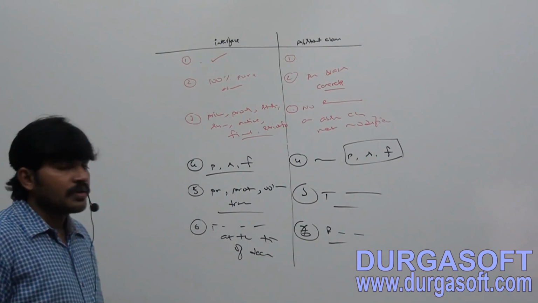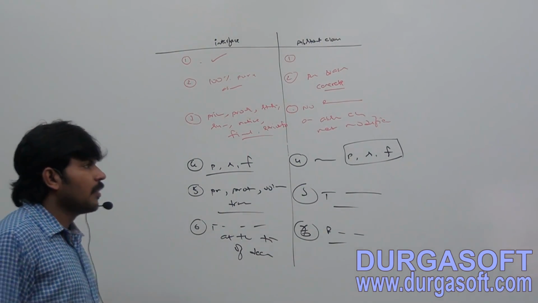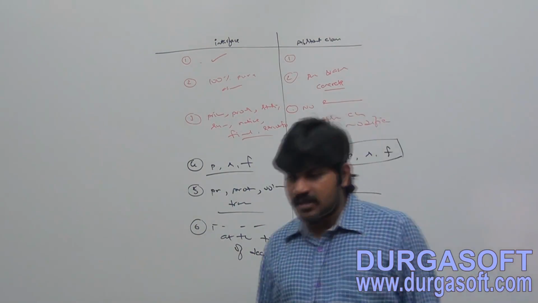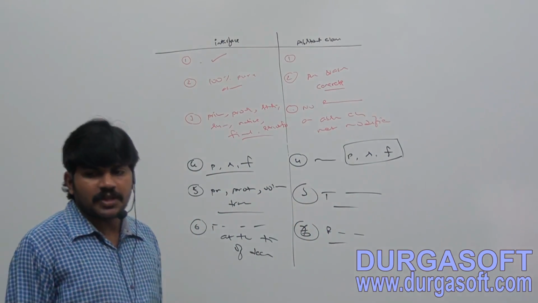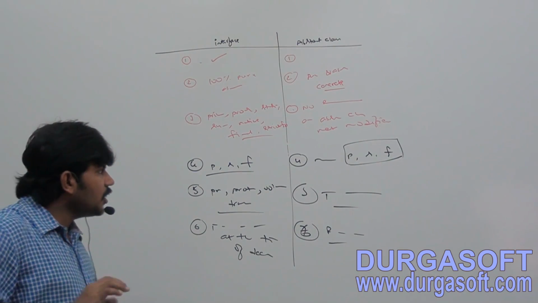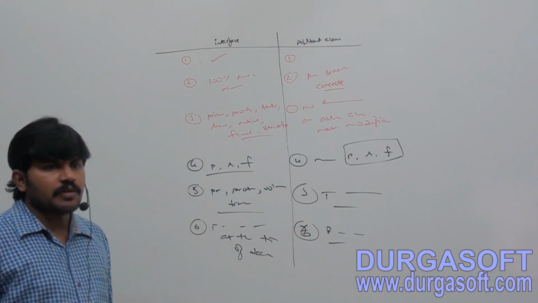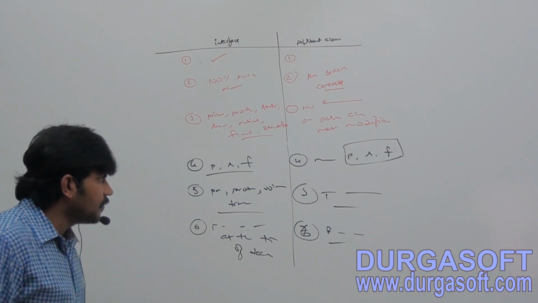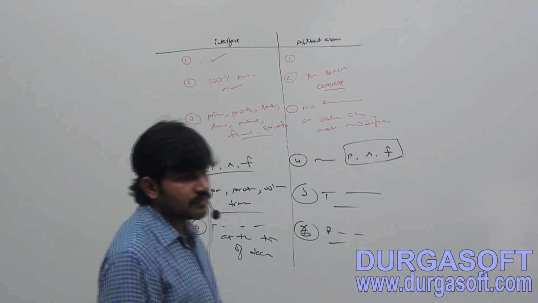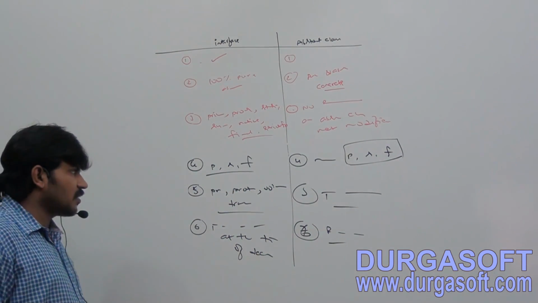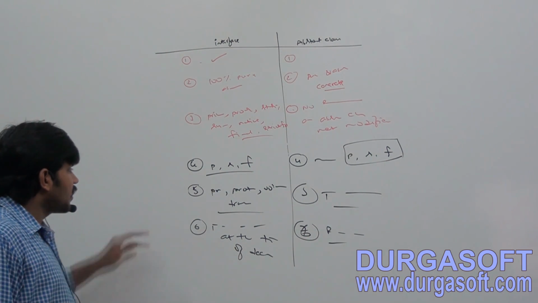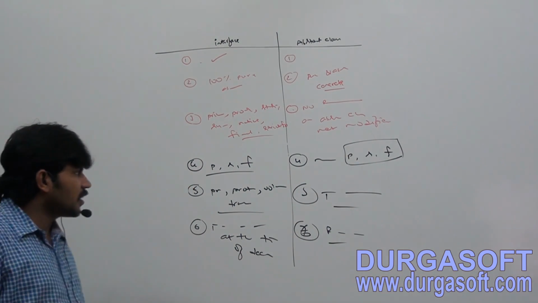Next, other side. Every variable present inside an abstract class need not be public, static, final.